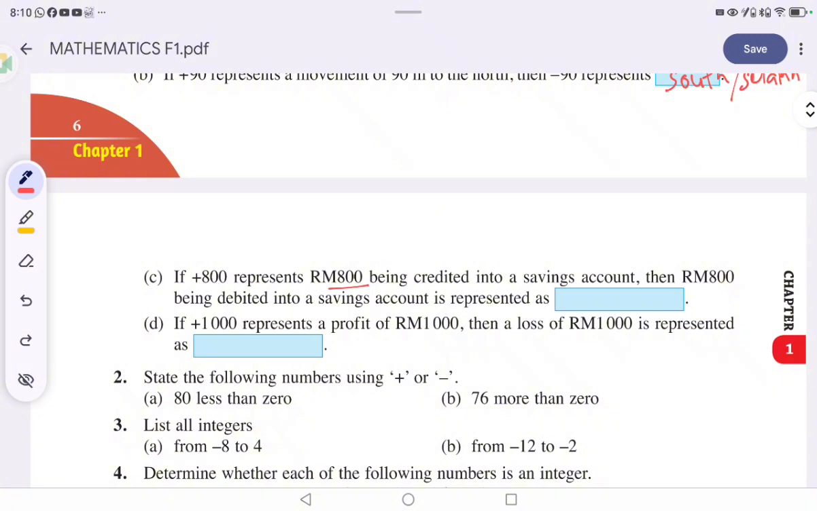Okay, that one is the answer lah. Okay, now look at question D. If positive 1000 represents a profit of RM 1000, then a loss of RM 1000 is represented as negative RM 1000. Sama juga lah dalam BM.